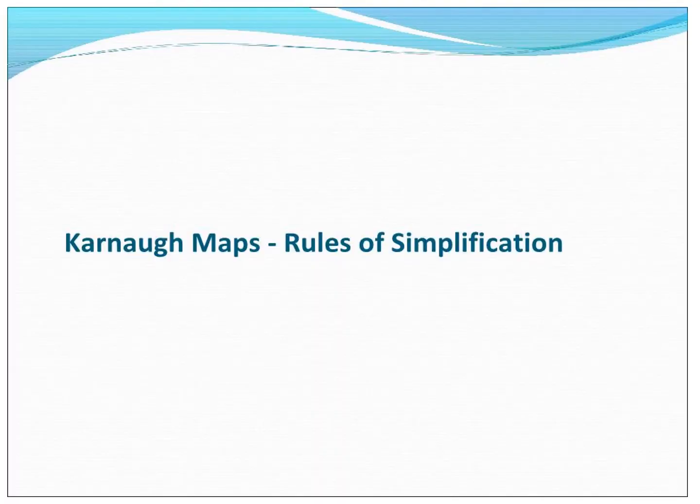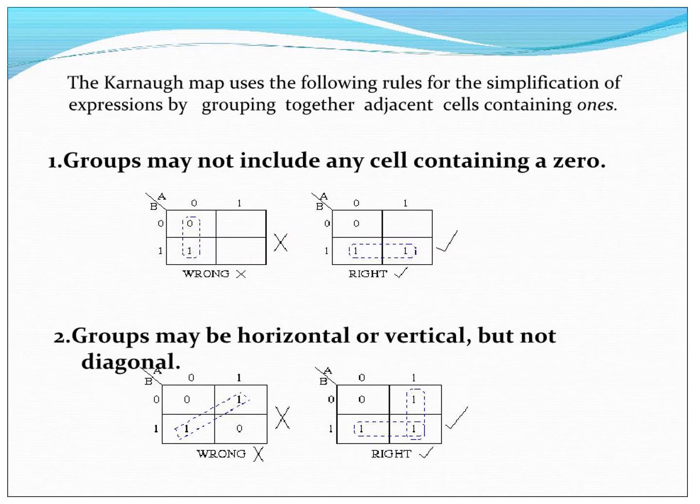K-map rules of simplification. The Karnaugh map uses the following rules for simplification of expressions by grouping together adjacent cells containing ones. First rule: groups may not include any cell containing 0. The first K-map that you are seeing here is wrong because we are including a 0 in the group. So this is wrong, and the right side one, which includes a pair of ones, is the right one.